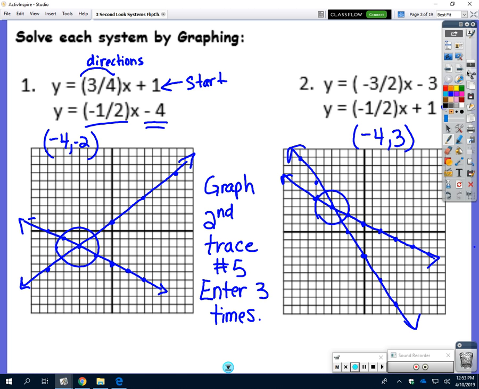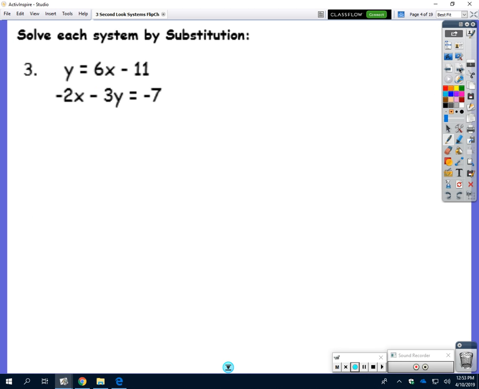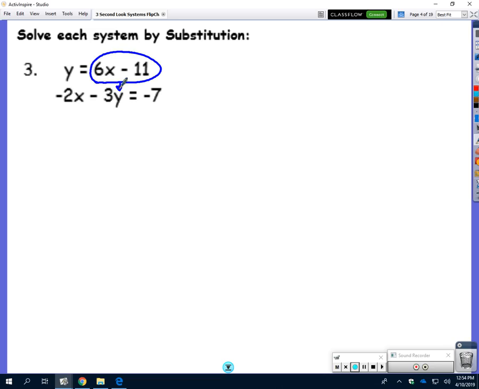The next type of systems is by substitution. So this first example is solved for y, and that's when I would usually use substitution. So I'm going to replace y in the second equation with that whole expression. So I rewrite everything, 2x minus 3, and then I put in parentheses what y equals. Notice now my equation only has x's. I distribute.